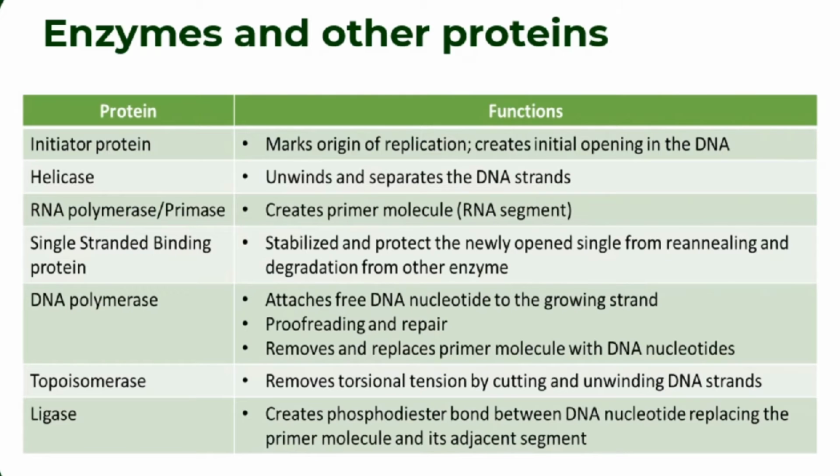The fifth is the DNA polymerase, which attaches a free DNA nucleotide to the growing strand, and does proofreading and repair, removing and replacing the primer molecule with DNA nucleotides. The sixth is the topoisomerase, which removes torsional tension by cutting and unwinding the DNA strand. And the last one is the ligase, which creates phosphodiester bonds between DNA molecules, replacing the primer molecules and their adjacent segments. So those are the essential enzymes and proteins used in replication.